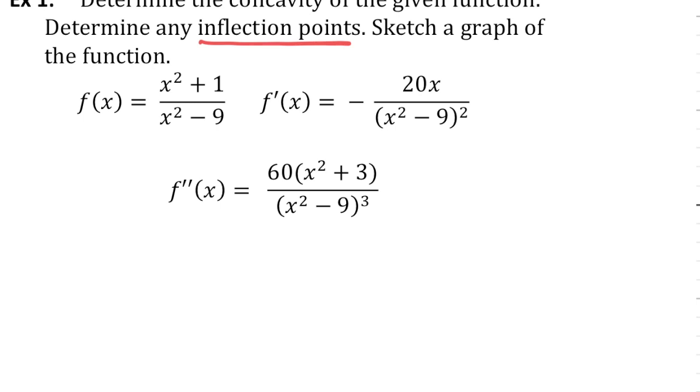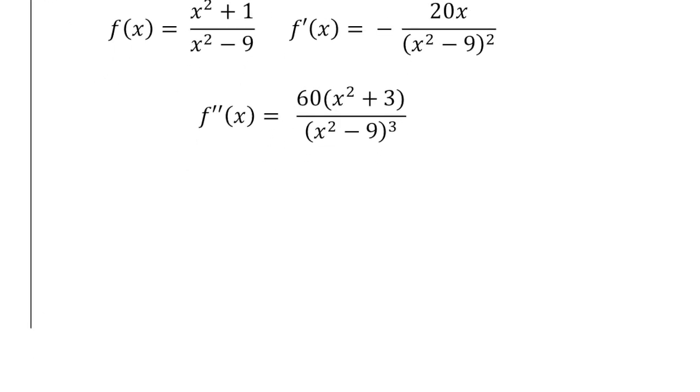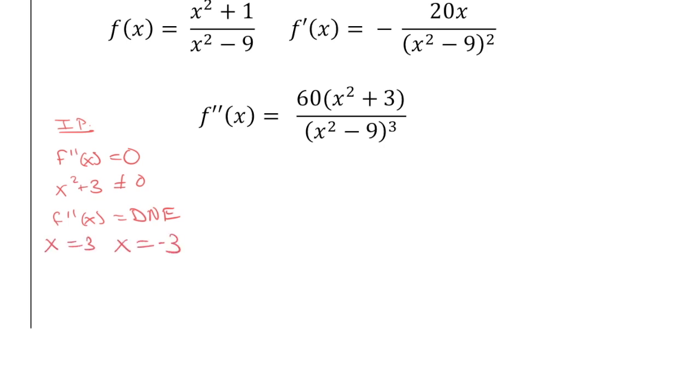The second derivative, look at that. So I want to know, where does your second derivative equal 0? Or where the second derivative does not exist. So as we look at x squared plus 3, we know that that is never equal to 0. So let's consider where the second derivative does not exist. And those do not exist at x equals 3 and x equals negative 3.